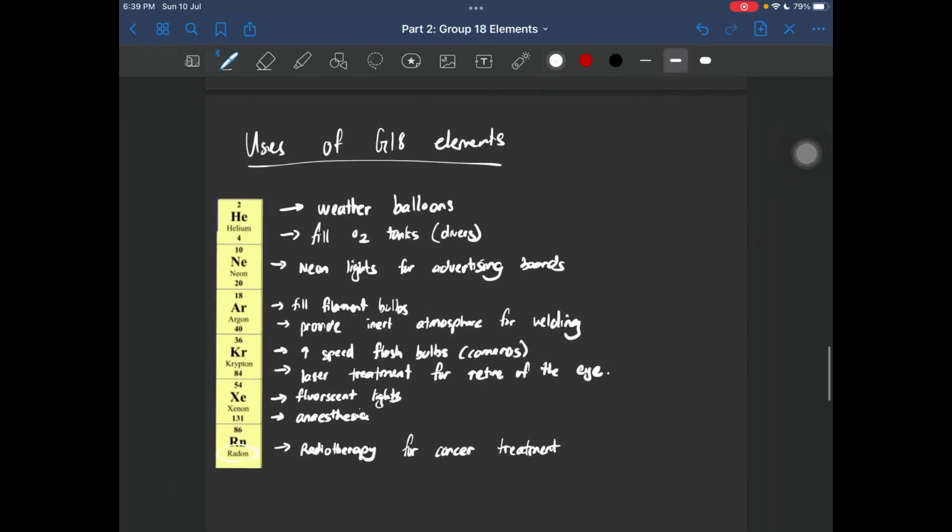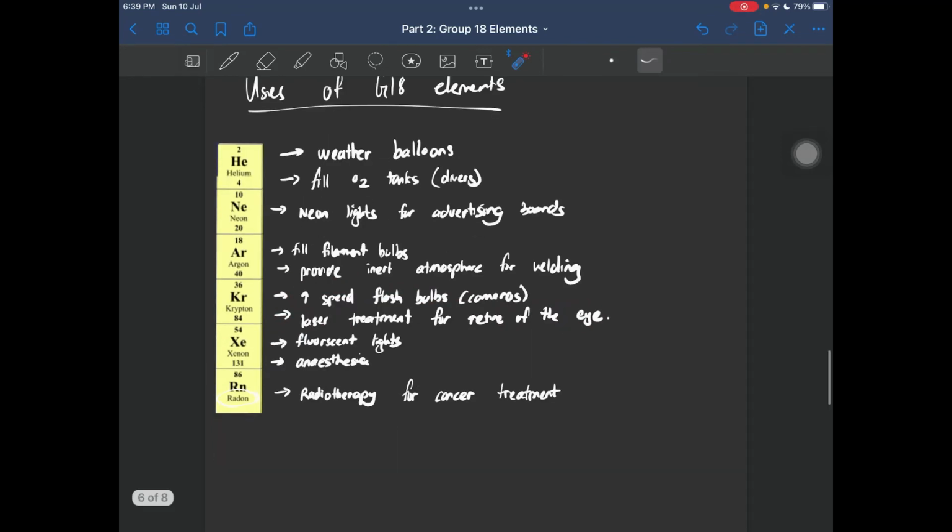So those were the uses of group 18 elements. Helium is used to make weather balloons and also to fill oxygen tanks for divers. Neon is used for neon lights for advertising boards. Argon is used to fill filament bulbs and to provide an inert atmosphere for welding. Krypton is used for high-speed flash bulbs in cameras for photography and also laser treatment for the retina of the eye. Xenon is used for fluorescent lights and anesthesia. And radon is used for radiotherapy for cancer treatment.